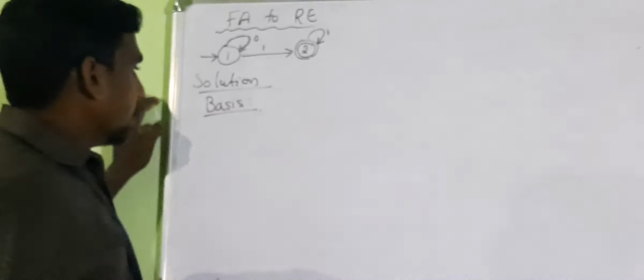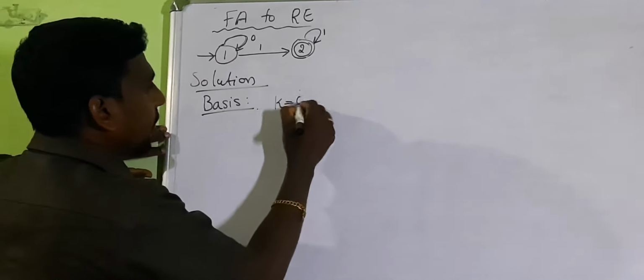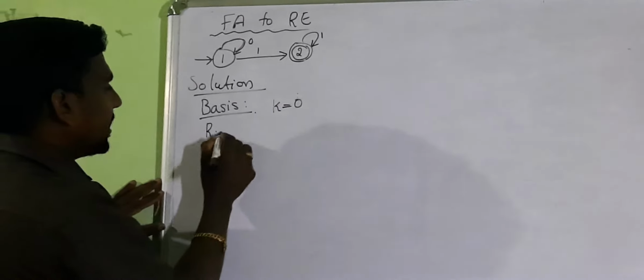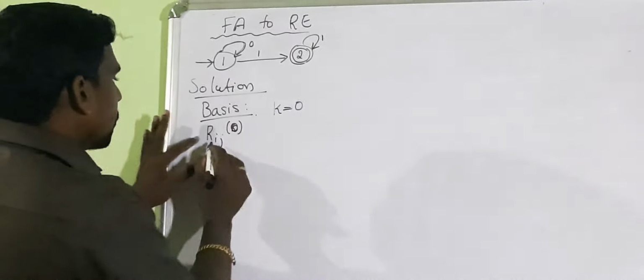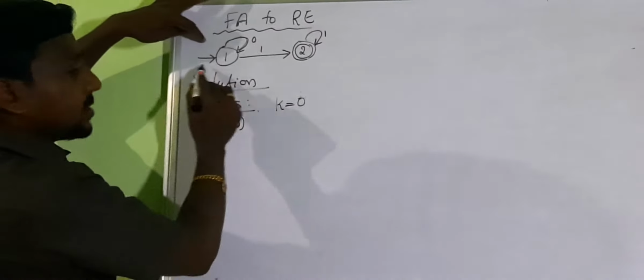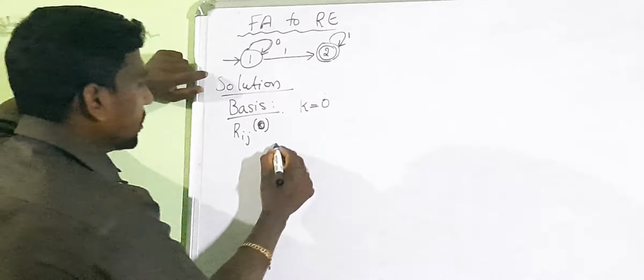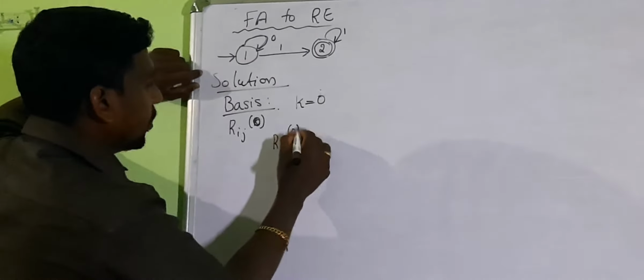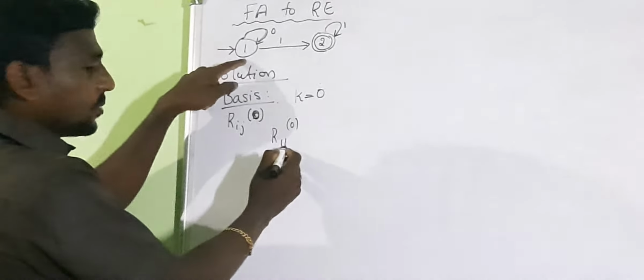Here, now we want to assume k equal to 0. That means R_ij power k, that is, R_ij power 0. So what is ij? We have a few cases. If it is a two-state automaton, we assume R11 power 0, like this. It means only a single state, 11 power 0. Starting state is 1, accepting state is also 1.